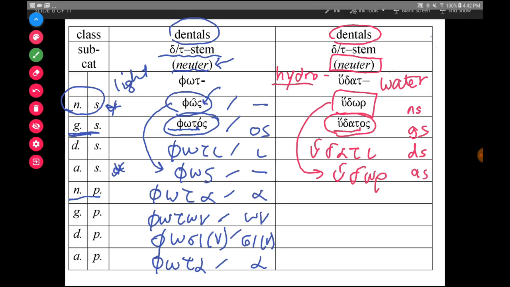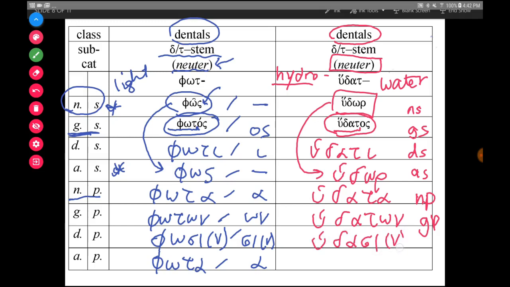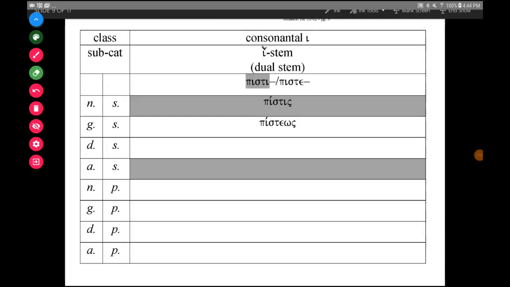The nominative plural is hudata. The genitive plural is hudaton. The dative plural is hudasin, or si. And the accusative plural, same as the nominative plural, is hudata.